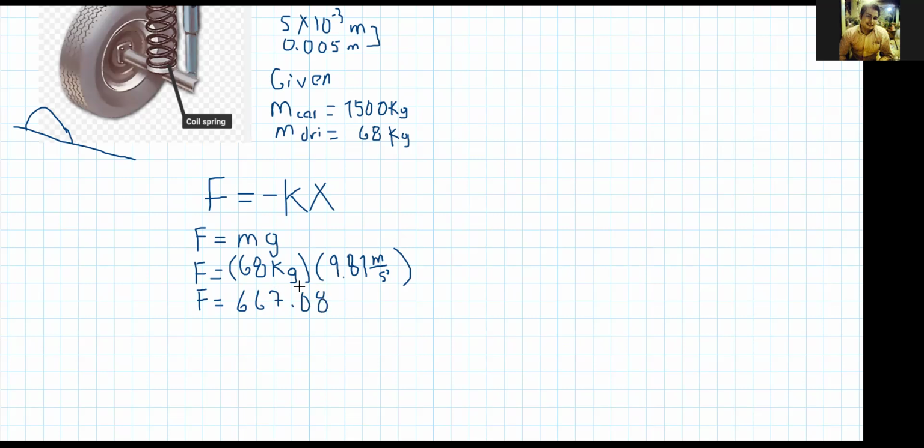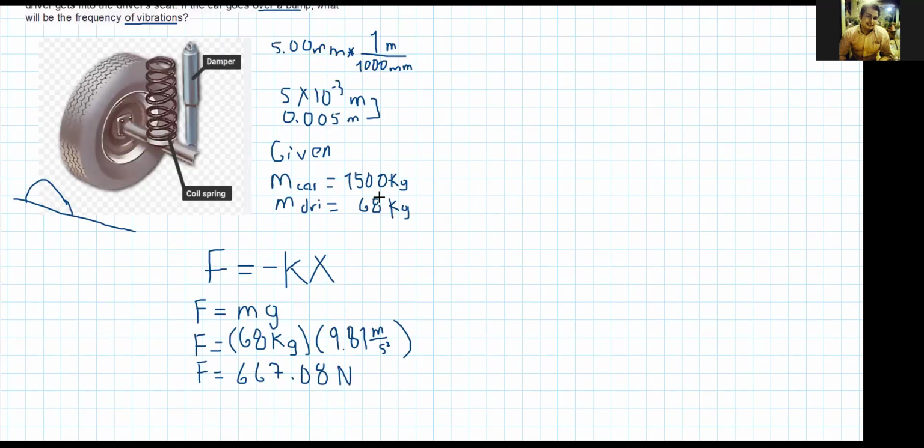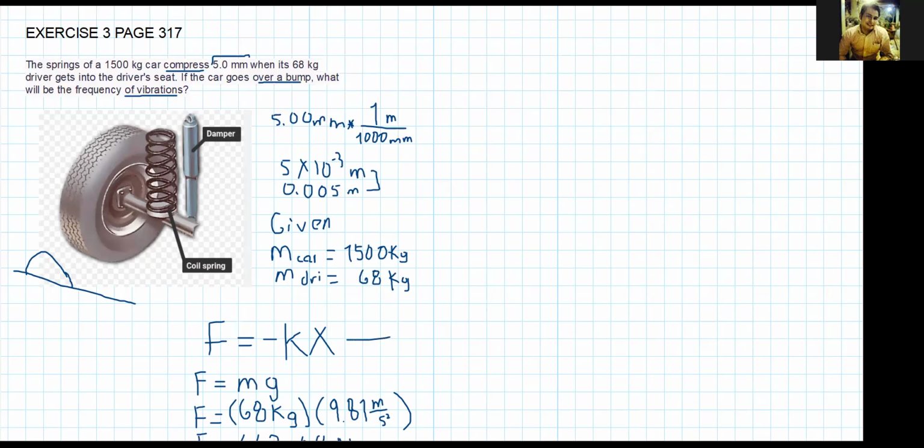Remember that if you multiply kilograms with the acceleration, here we have newtons, okay? This is the force that we have. I don't know what is the constant of this spring, so I think that this should be the first step. From this formula, you can solve for the constant of the spring.